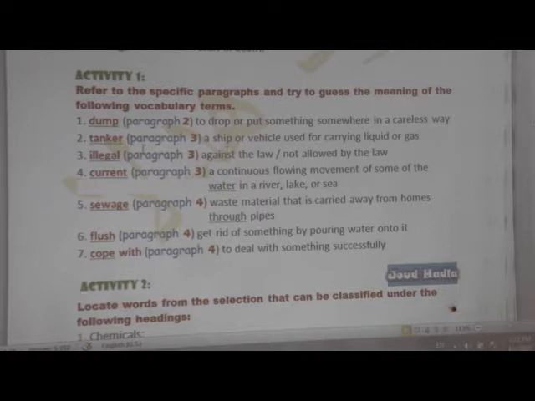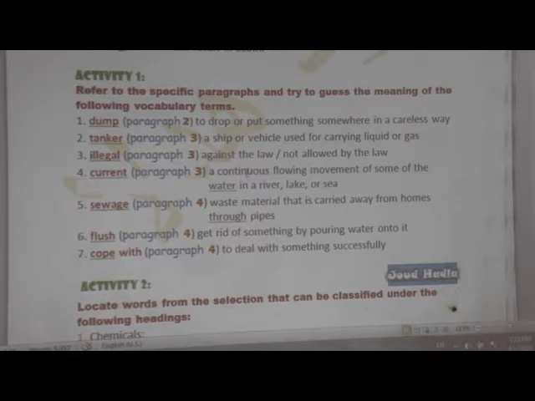1. Dump. Paragraph 2. To drop or put something somewhere in a careless way. Again, dump. To drop or put something somewhere in a careless way. Tanker. Paragraph 3. A ship or vehicle used for carrying liquid or gas. Again, tanker, a ship or vehicle used for carrying liquid or gas.